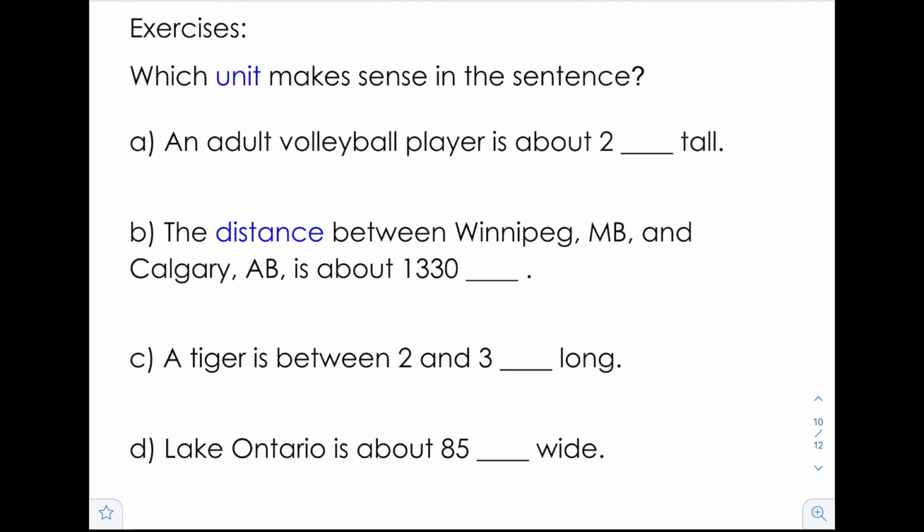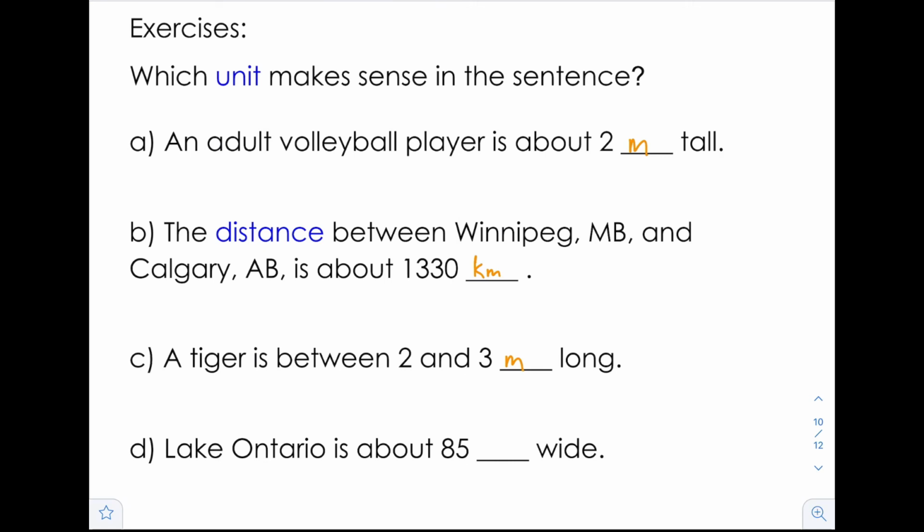All right, go ahead and try these. Again, come back when you're ready. An adult volleyball player, so volleyball players tend to be fairly tall, would be about 2 meters tall, so about the height of a door. The distance between Winnipeg, Manitoba and Calgary, Alberta is about 1,330 kilometers. Kilometers are used to measure distances between cities. A tiger is between 2 and 3 meters long.